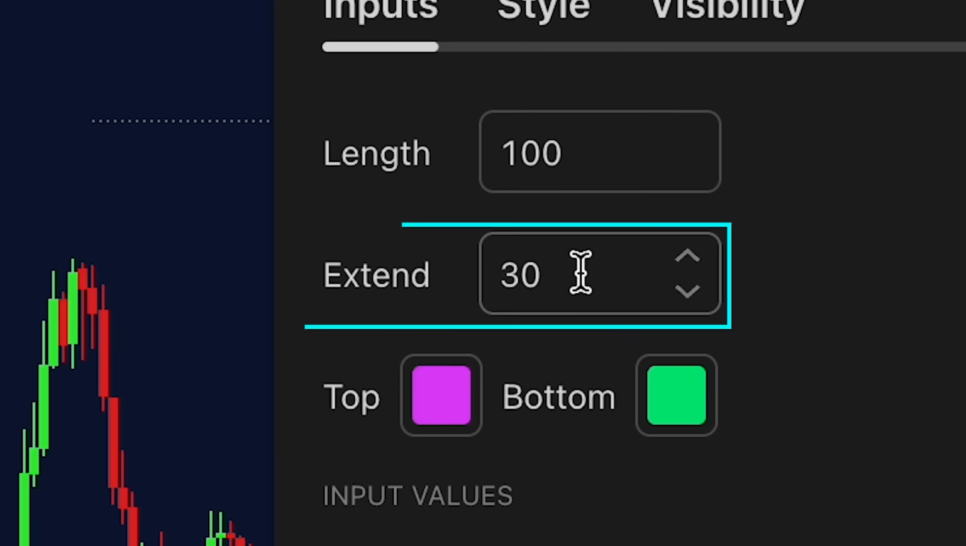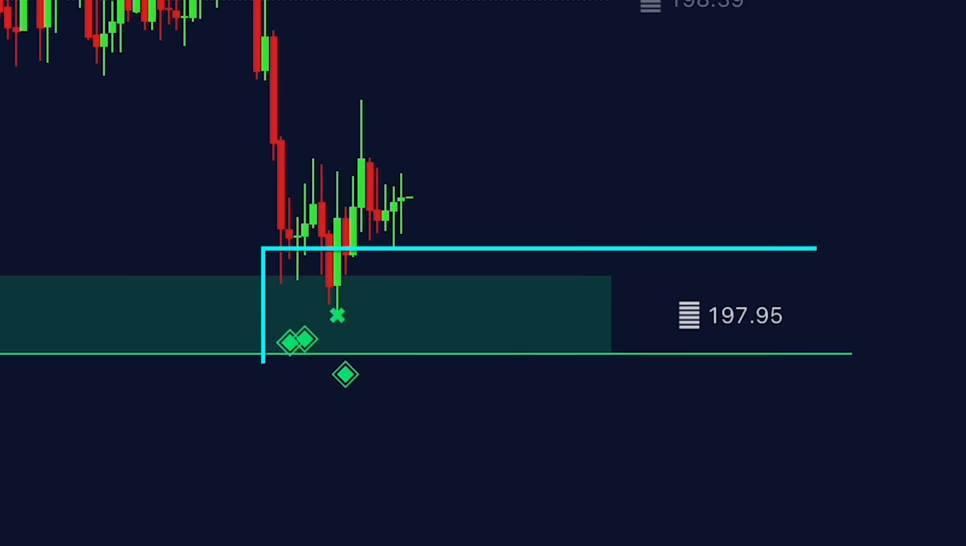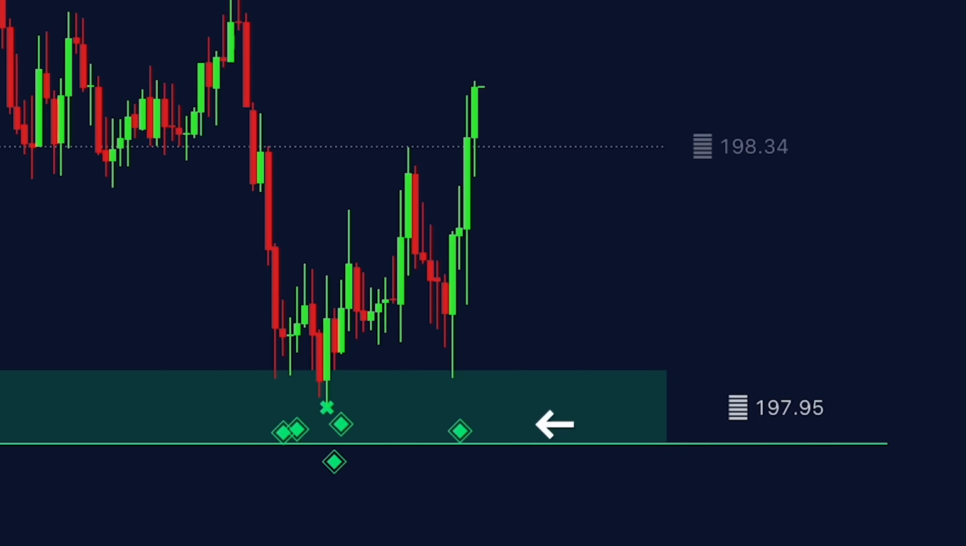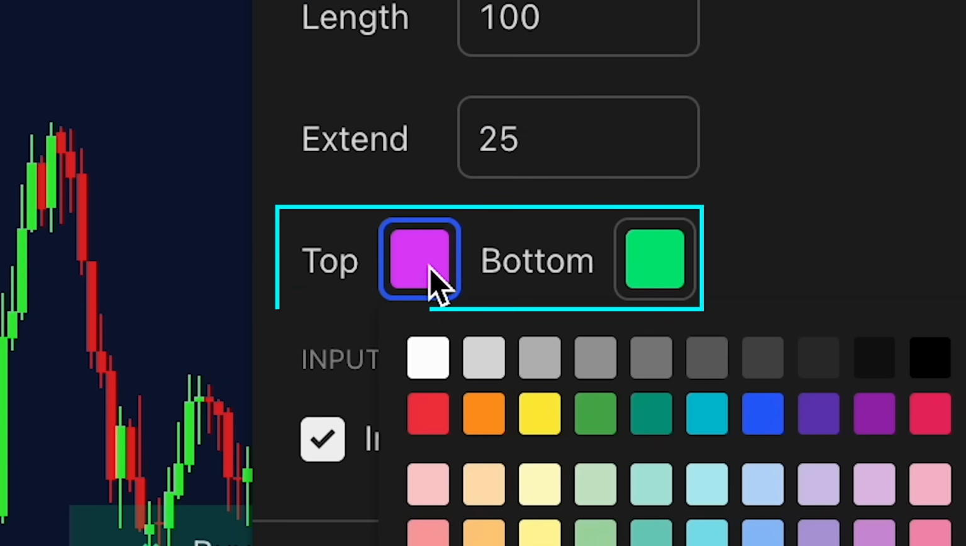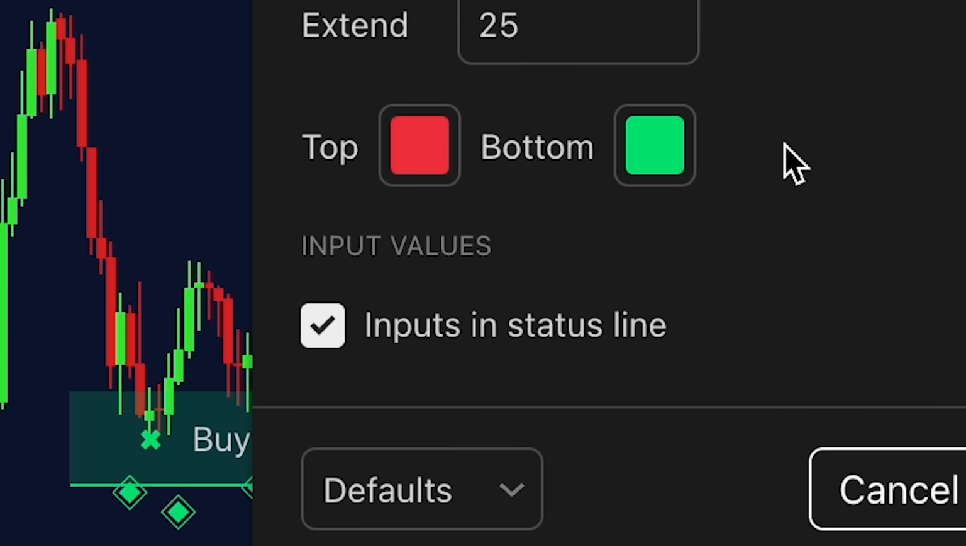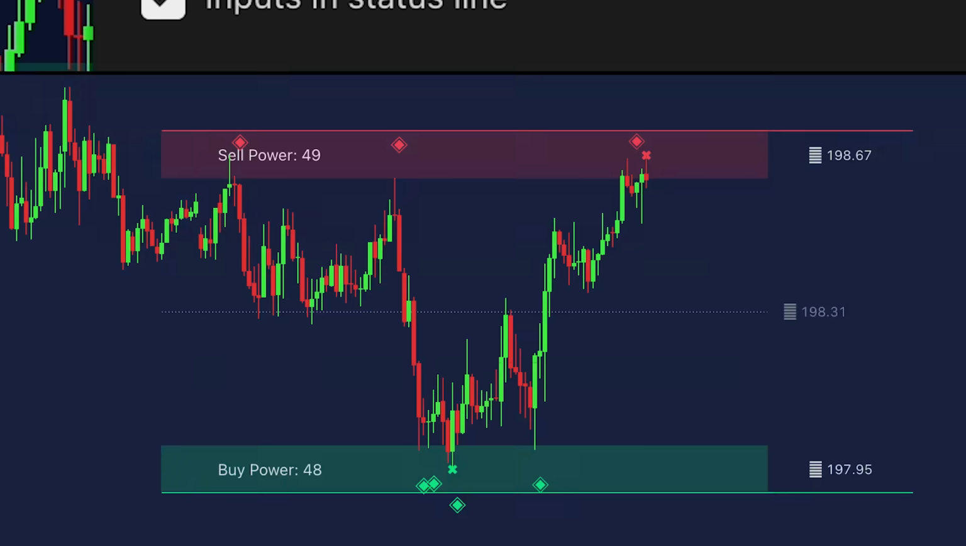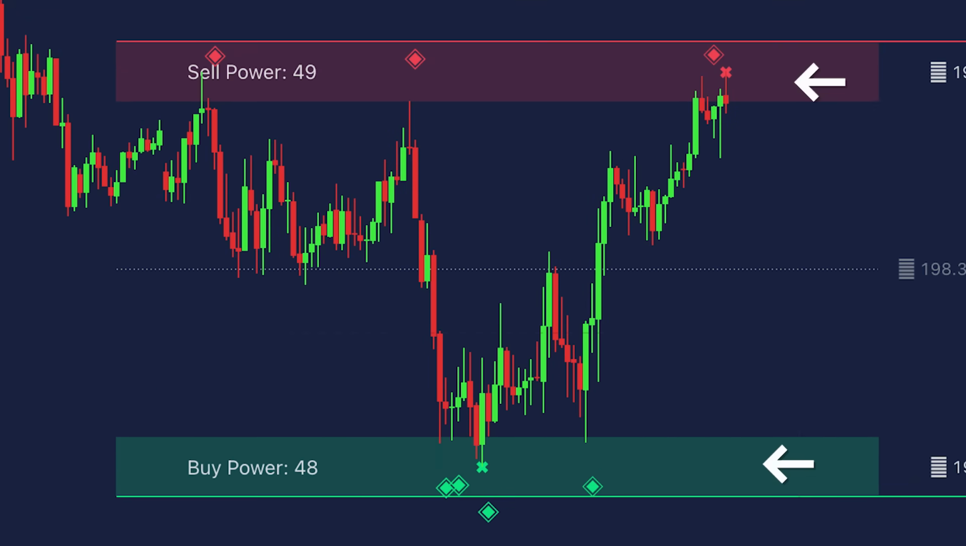Next, you want to adjust the extend parameter from 30 to 25. This extends your support and resistance zones further into the future, allowing you to see where institutional levels will likely hold even before price gets there. Under top and bottom colors, I recommend using bright red for resistance zones and bright green for support zones, as this creates instant visual clarity when scanning multiple charts.